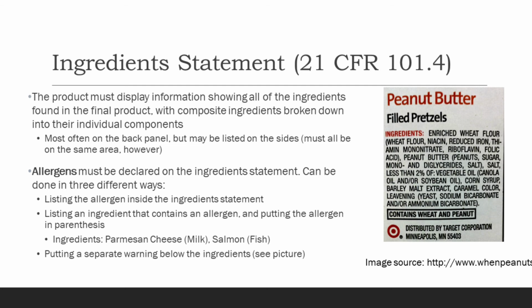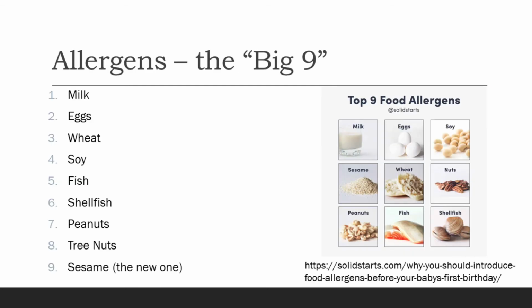All the components that have been removed from that sugar are rarely, if ever, labeled on white sugar. Alright, enough of that. Let's talk about allergens. Here are the list of the big 9 allergens. It used to be big 8. Most of you probably learned it that way.